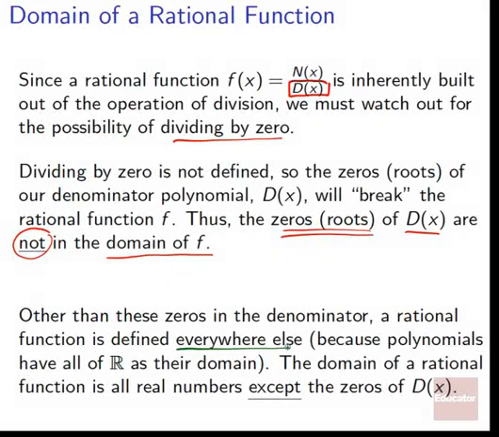So everything other than these locations where we divide by 0, they're all good. So the domain of a rational function is all real numbers except the zeros of d of x. So all real numbers with the exceptions of these zeros in our denominator polynomial. Everything will be allowed with a very few exceptions for those denominator polynomial zeros.